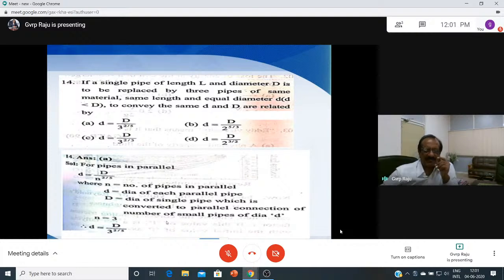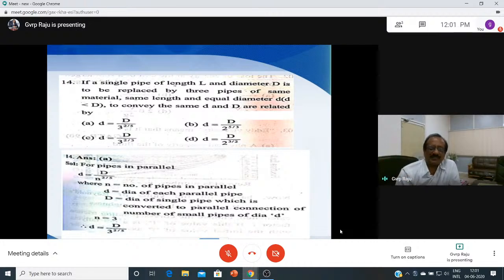So then there is a straightforward equation here. We can also take it for pipes in parallel, so we can cite an equation here. Here capital D is the single pipe diameter, and the 3 pipes of same diameter have small d, which is less than capital D. So small d is the diameter of the 3 pipes of same material. So we have 3 pipes of diameter d of same material, same length and same diameter.